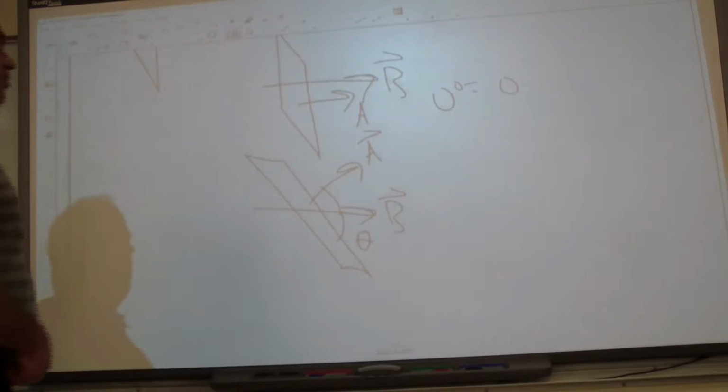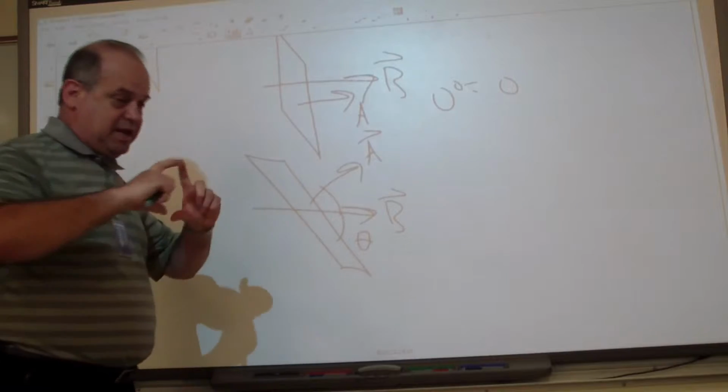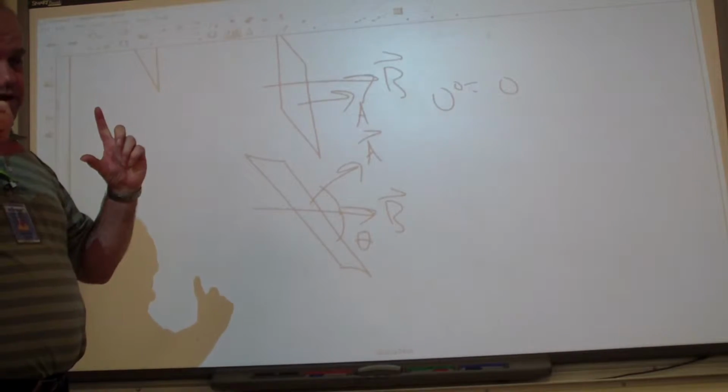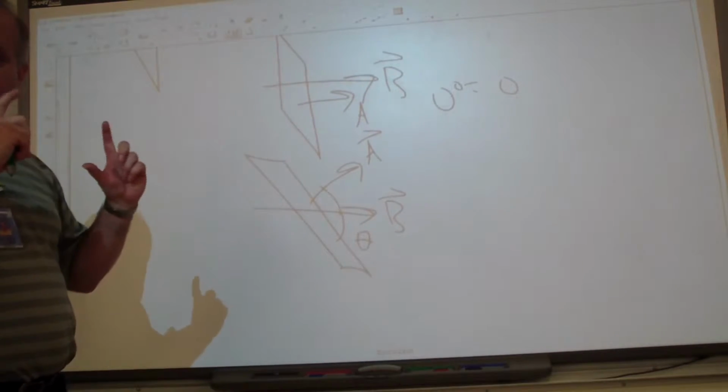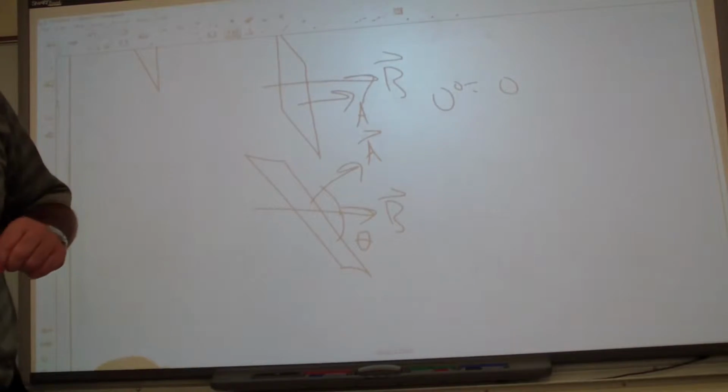All right, so in other words, if you say B times area times cosine of theta, that's the flux through that area. Now let me show you this conceptually to make sure you get it.